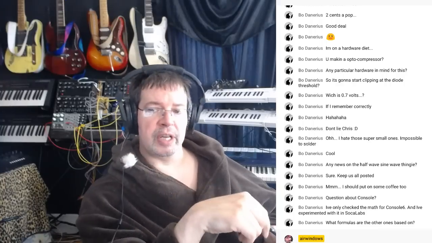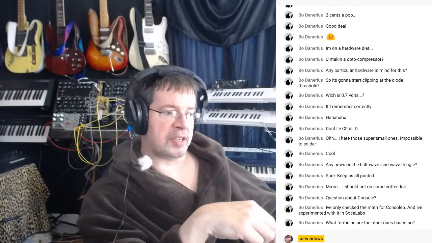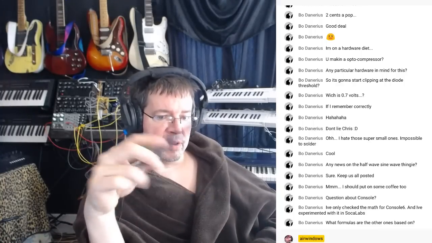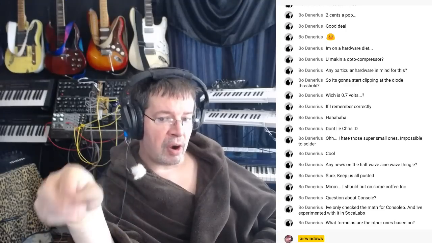But some of the other ones, like console 5, that's not even a formula, that's just a single math operation. It's the floating point calculation for sine or arcsine, which have many uses, but this is one. So yeah.